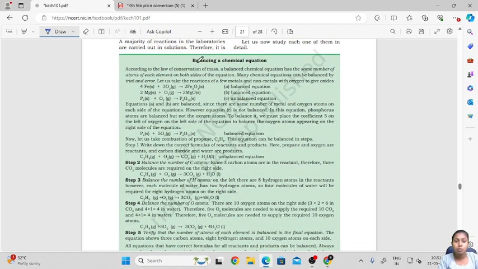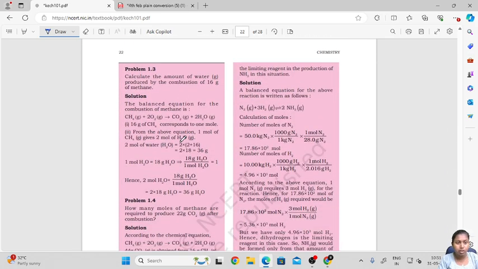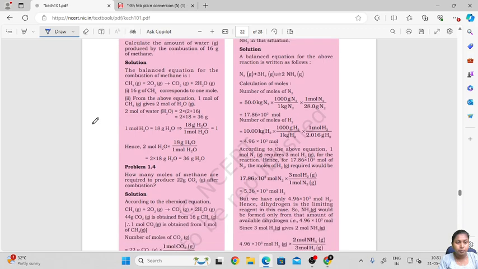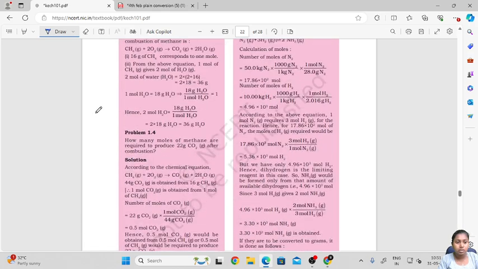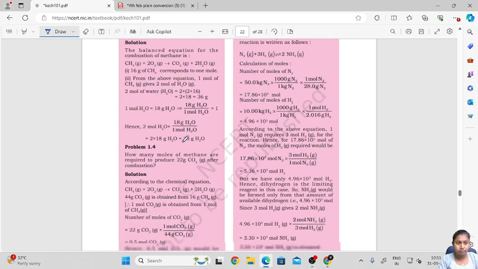Now here you all know how to balance a chemical equation, right? Balancing a chemical equation was taught to you all in the 10th standard. These are the problems where you have to calculate the amount of water produced by the combustion of 16 grams of methane. Here you have to first balance the equation and then you have to calculate them.